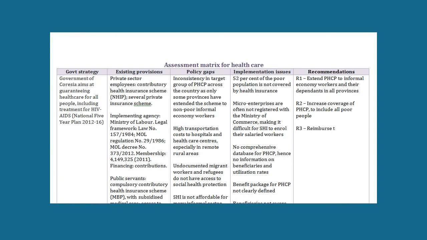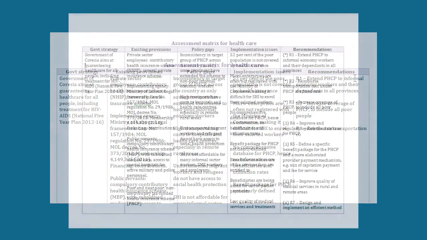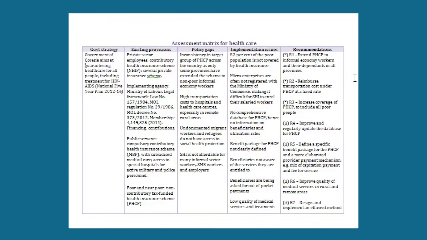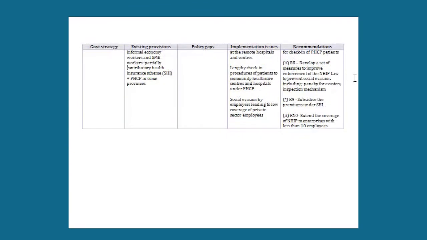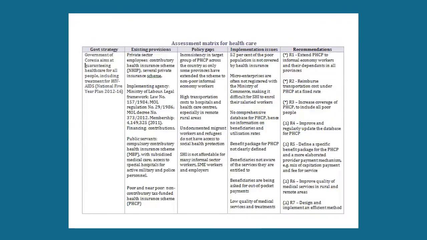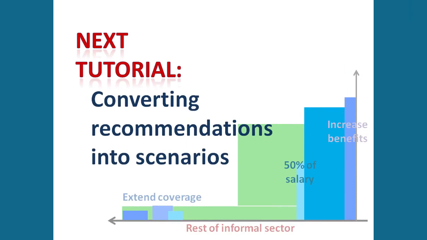You then continue to list recommendations for all the policy gaps and implementation issues previously listed in the respective columns. We have now concluded the tutorial on how to develop an assessment matrix. In the next tutorial, we cover how to design practical scenarios for implementation.